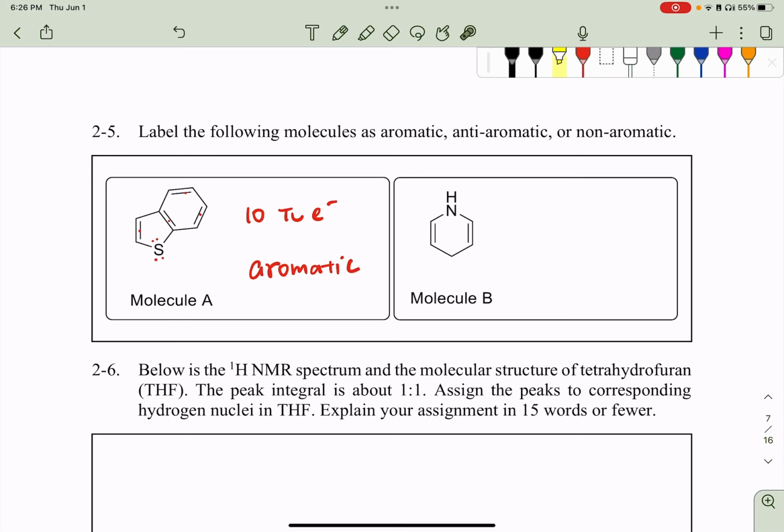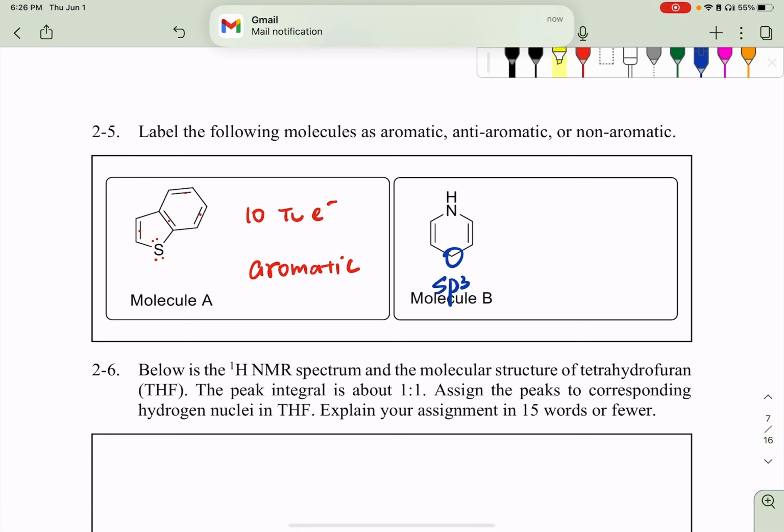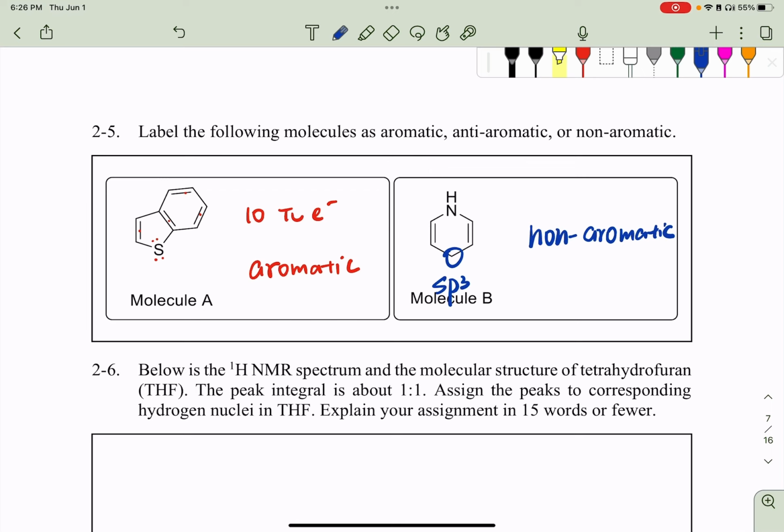What about molecule B here? So this one, again, is very obvious. We have an sp3 hybridized carbon, so this must be non-aromatic. All right, let's move on.